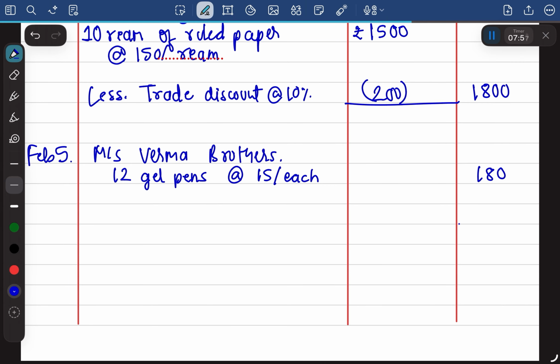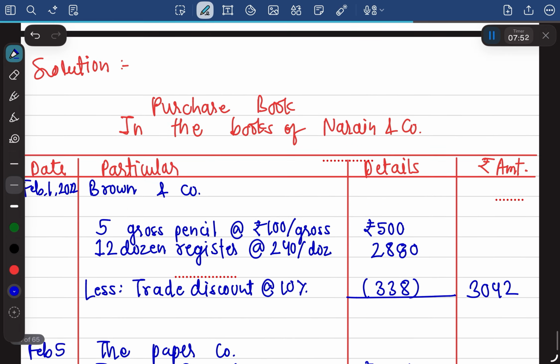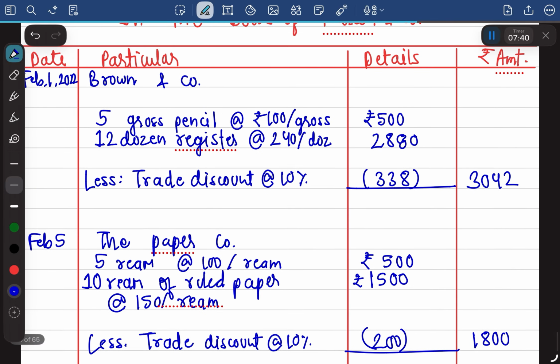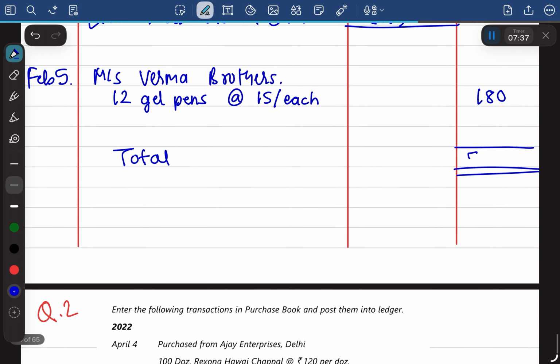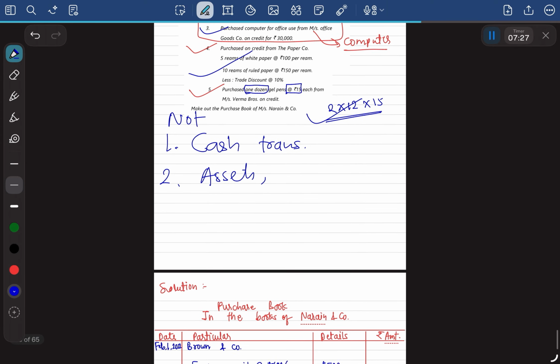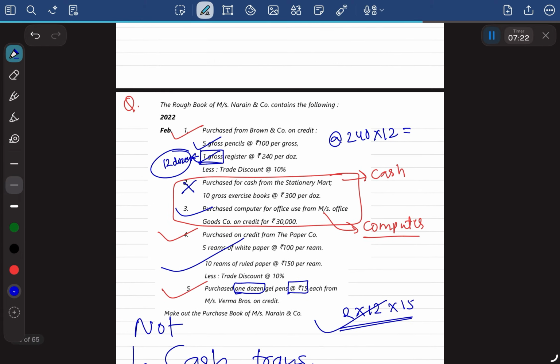Now I will total it, and my total purchase will be 180 rupees, 1800 and 3042 rupees. So my total purchase is 5022 rupees. Then I close this book. So this is our question. Understand? We solved this question.